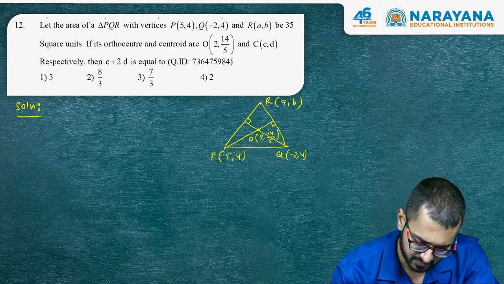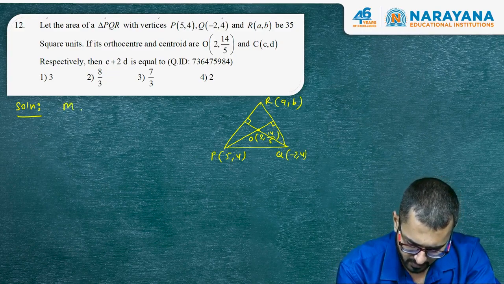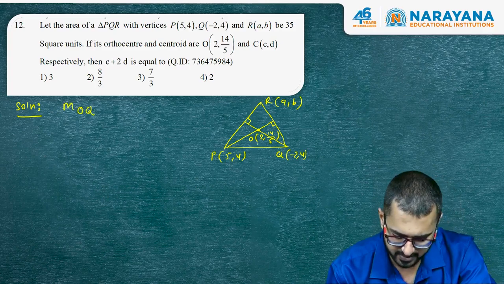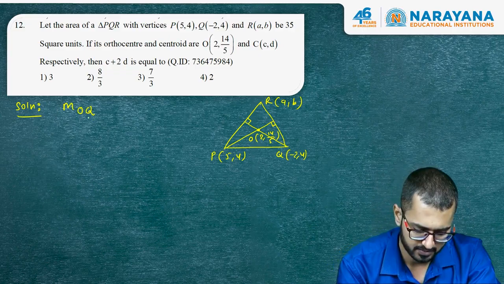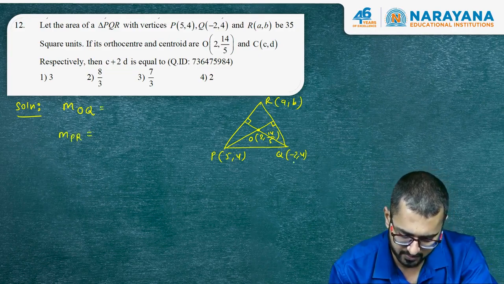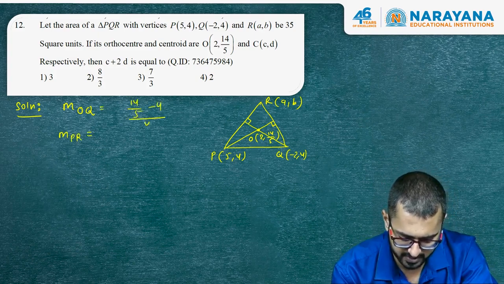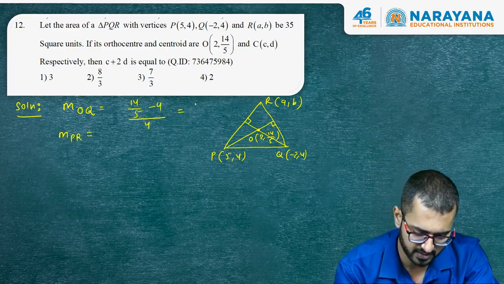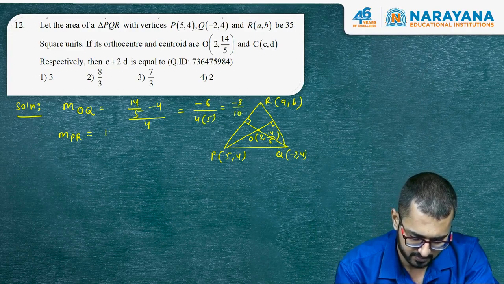So yes, let's find out. First we will find the slope of OQ. Once we get the slope of OQ, that means we get the slope of PR. This is for getting the slope of PR basically. MOQ will be y2 minus y1 over x2 minus x1. So it will become 14 by 5 minus 4 over 2 minus minus 2, that is 4, so minus 6 over 4 into 5. That gives me minus 3 over 10. So the slope of PR will be 10 by 3.